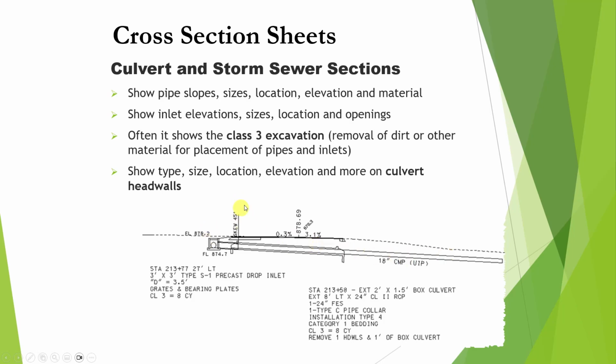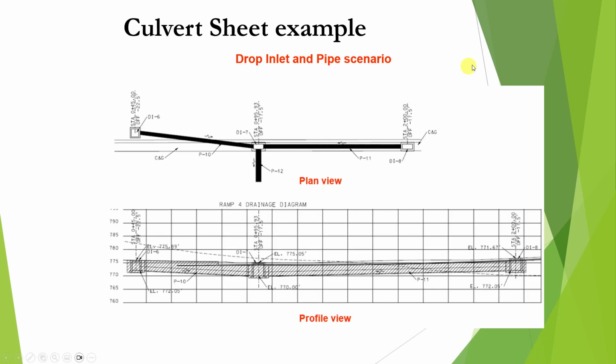Okay, so you can see the pipe, and this is a side view of looking at that. It's got all the information down below it talking about it. Here's a drop inlet and pipe scenario as well. Usually you'll see the plan above and then the profile below. So I see a drop inlet here. It goes into another drop inlet, and then another drop inlet here, and then a pipe that goes across. And you can see the drainage of it.